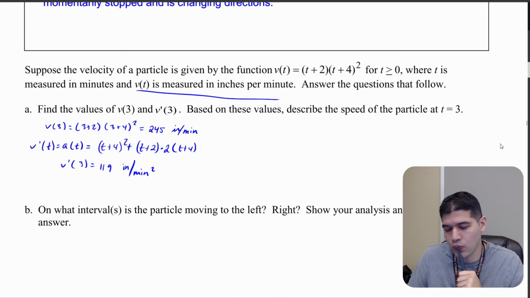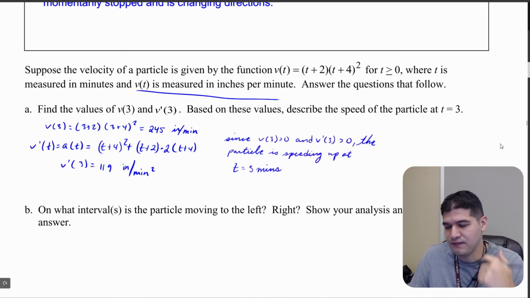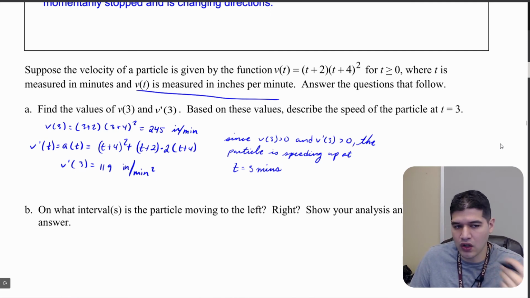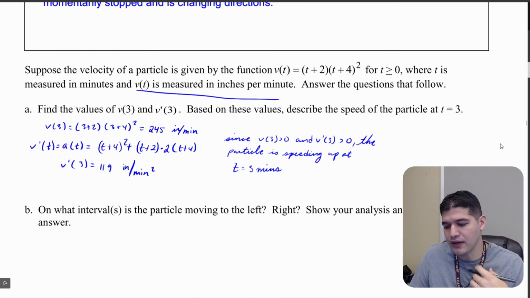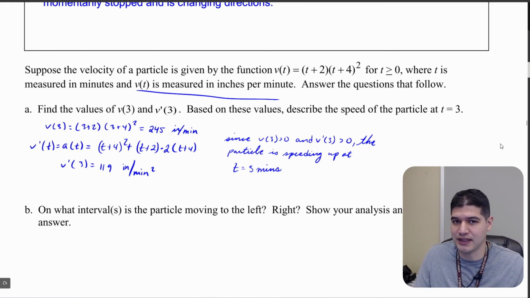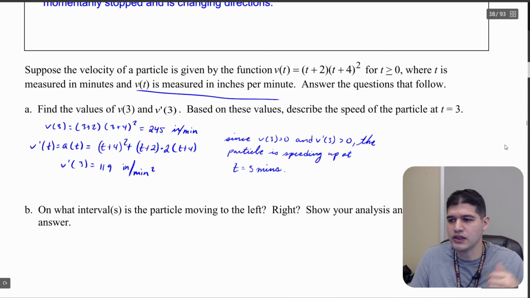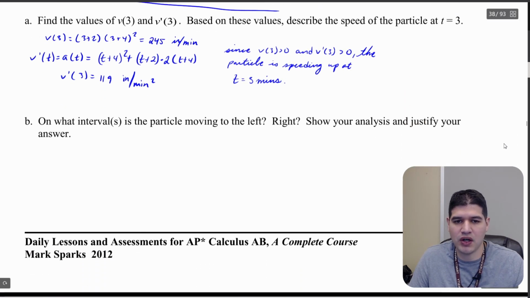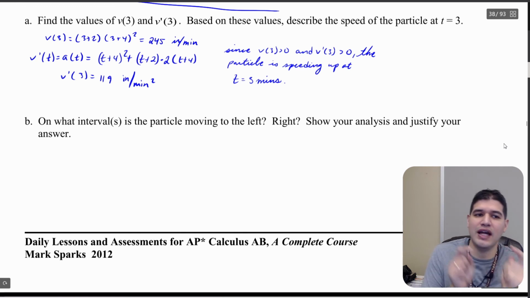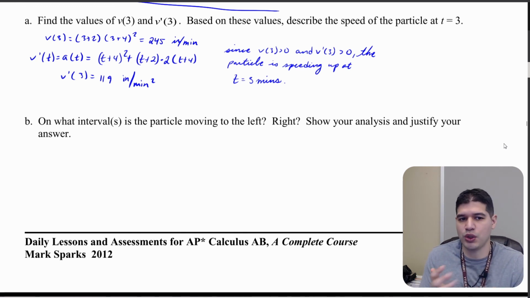So then, what are we going to be able to say about the speed? Since v of 3 is greater than 0 and v prime of 3 is also positive, the particle is speeding up at t equals 3 minutes because they're both the exact same sign. That's all we need to say about what's happening at 3 for the values of v of 3 and v prime. So now we want to go into this next part: on what intervals is the particle moving to the left, right, and we also want to show our analysis.